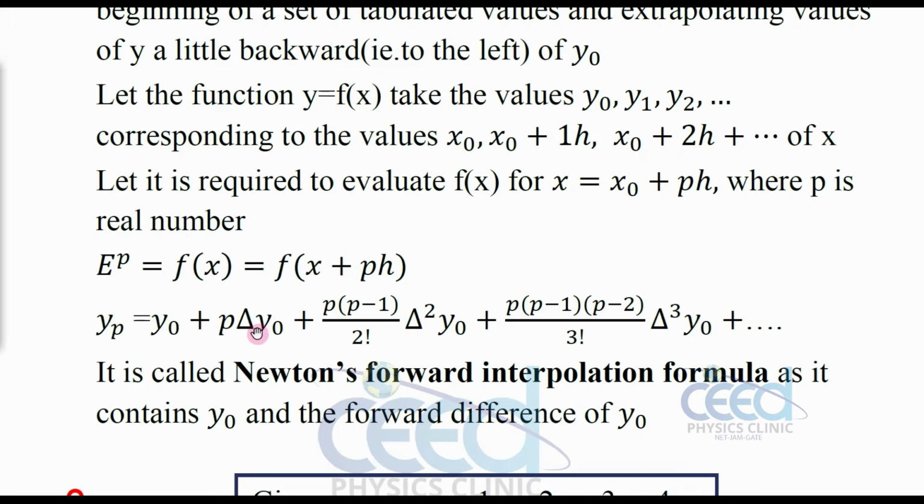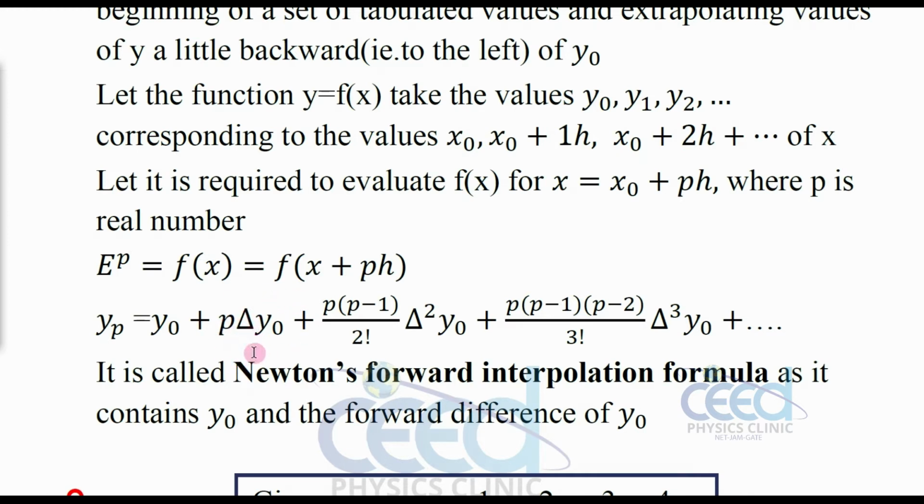What is this? This p is the incremental length we increase in each step, with y0, y1, y2, y3, etc. The y0 value is the value corresponding to x0. And what is delta y0, delta square y0? It is the difference between consecutive y values in adjacent steps.